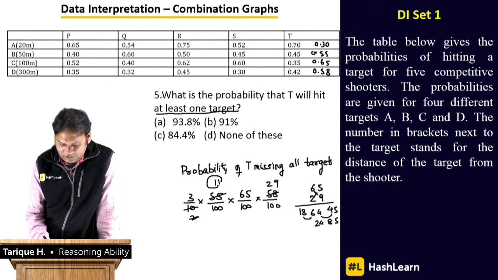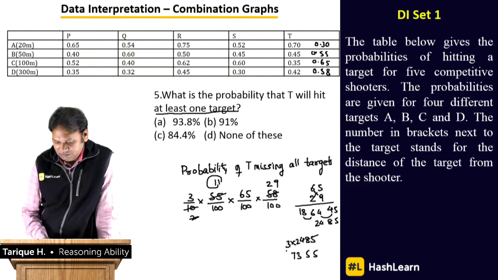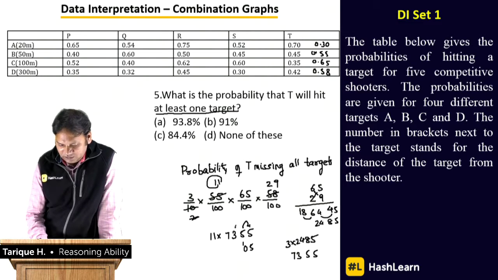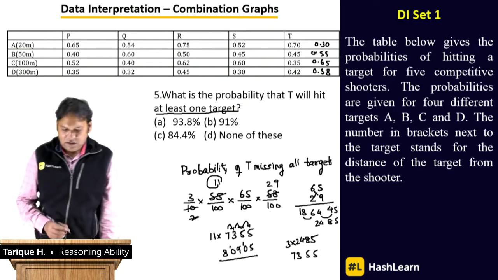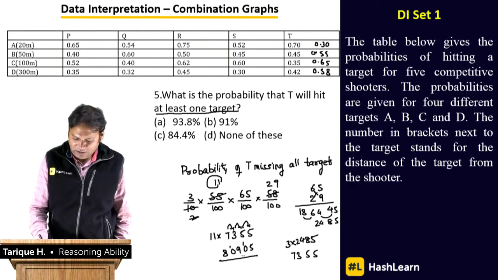Now 2485 into 3, let's do it into 3 first, 3 into 2485, because multiplying with 11 is very easy. So 15, 24 plus 1 is 25, 2, and 72 plus 1 is 77, 7455. Now we should multiply 11 into 7455, and that should also be very easy. 5 will come here. 5 plus 5 is 10, so there's a carry 1. 3 plus 5 is 8, plus this carry 1 is 9. 7 plus 3 is 10, 0, there's a carry 1, and 7 plus 1 becomes 8. So 80905 is the total multiplication of the numerator.